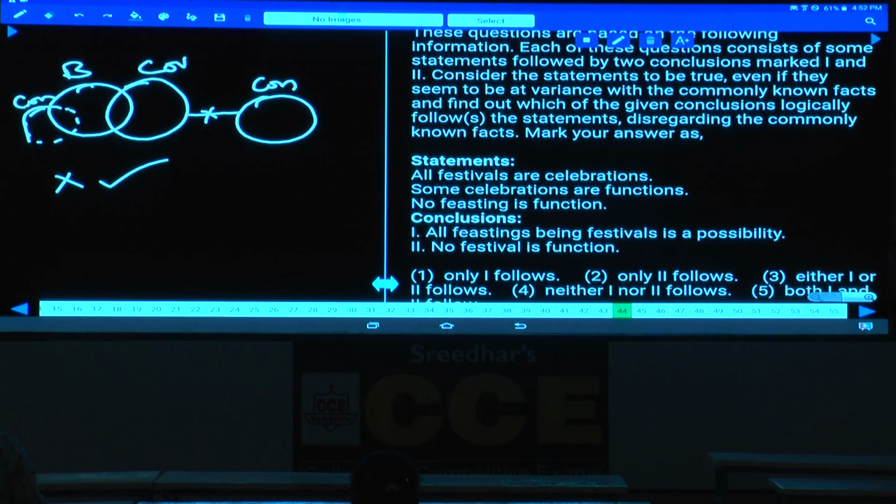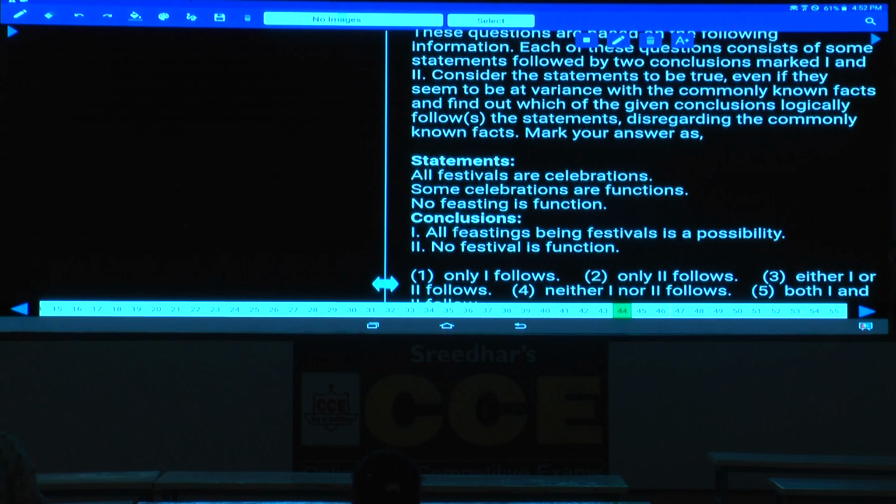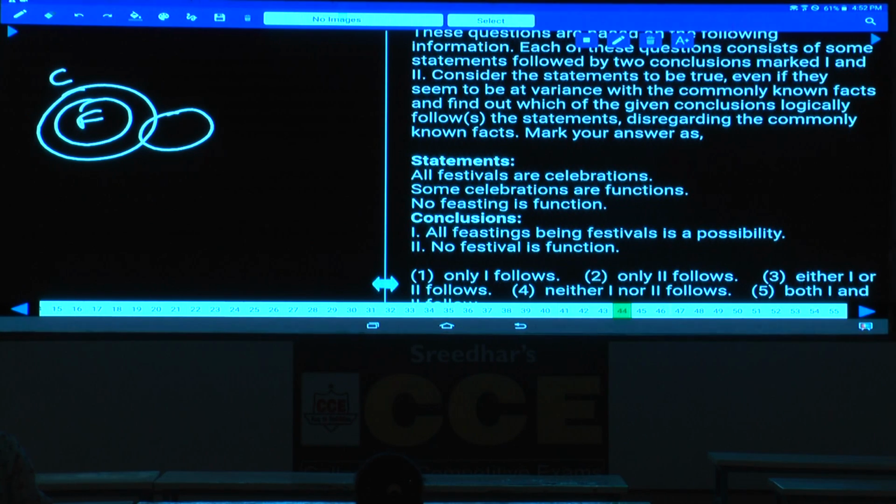Then question number 44. Now all festivals are celebrations. All festivals are celebrations. Next one, some celebrations are functions. Now this is festival and this is function. Some celebrations are functions. No feasting is a function. Now this is feasting. No feasting is a function. Then all feastings are festivals is a possibility.